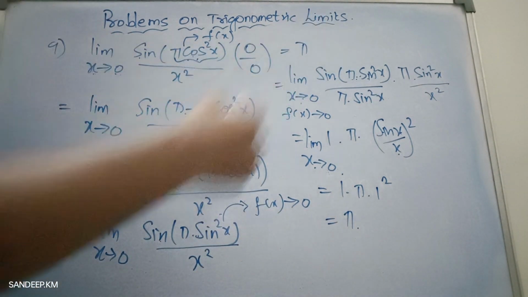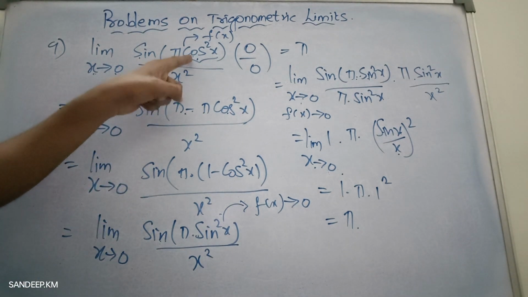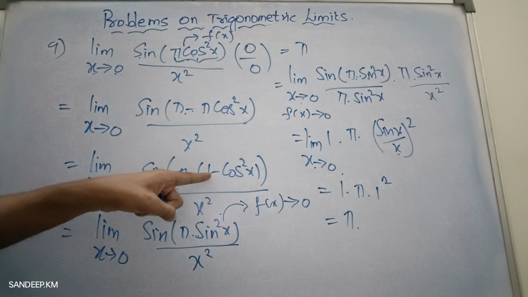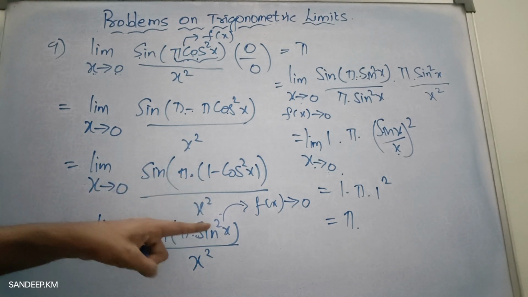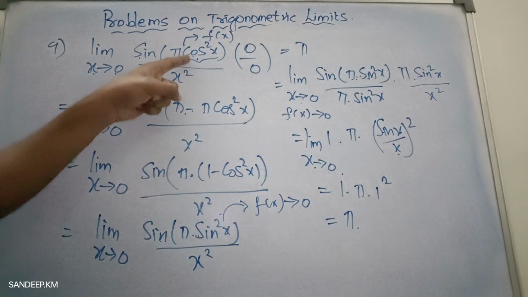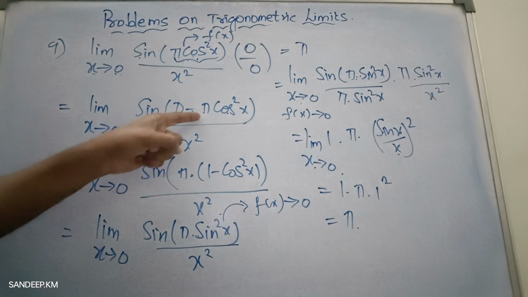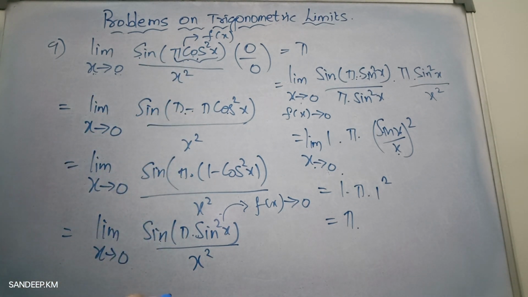The answer is pi. See, initially this f of x was not approaching 0. I did a small correction, a small 2 steps. We got this. Now this f of x is approaching 0. This is what we must do while solving the problems. This is the kind of idea we should get while solving the problems. Okay? I hope you understood this. We'll go with the next question.